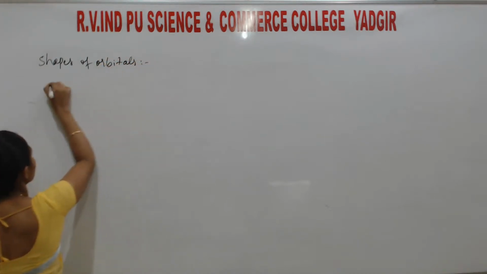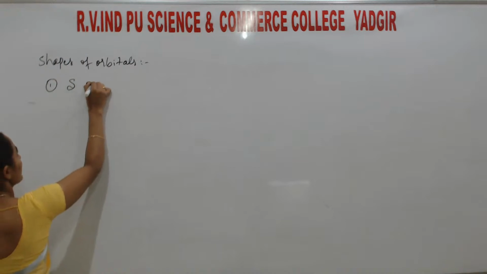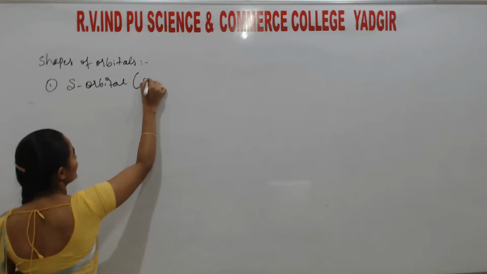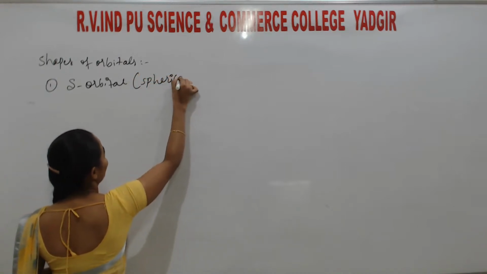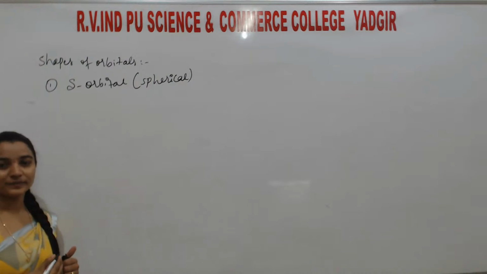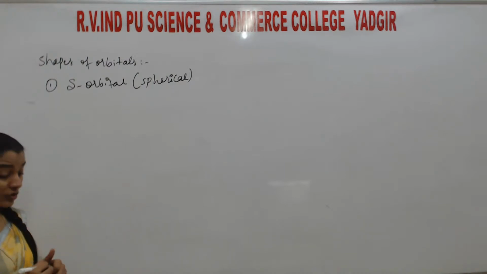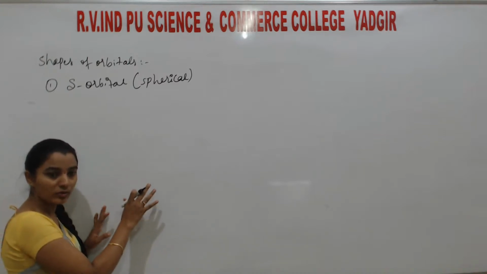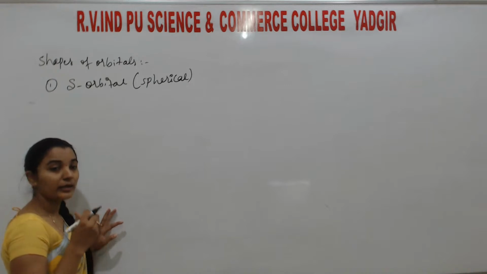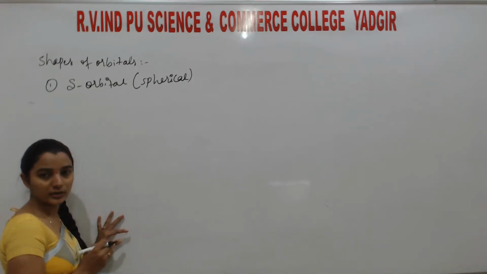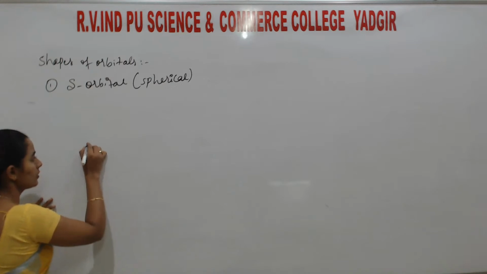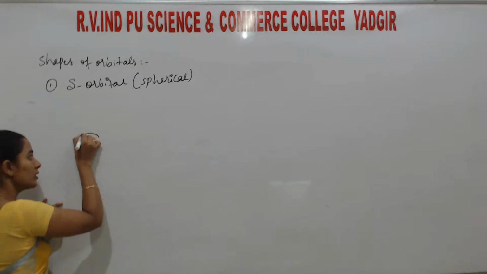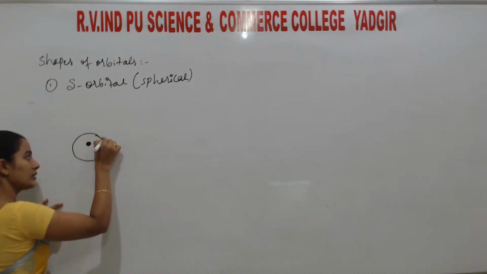Total 4 orbitals are there. First one we will discuss is the s orbital. What is the shape of the s orbital? Spherical. Means round. Okay. So in this, the s orbital is spherical. Orbitals are those where the electrons are present. Electrons are present where? Around the nucleus. So this is the nucleus. Around the nucleus, assume this is one s orbital.